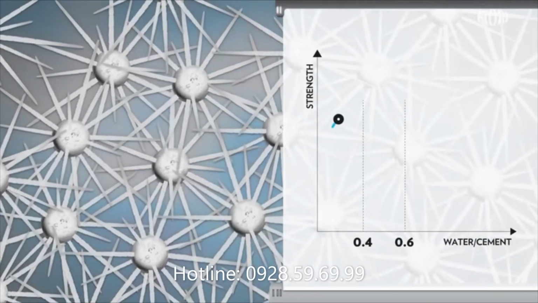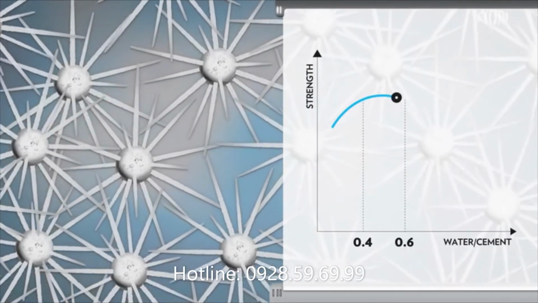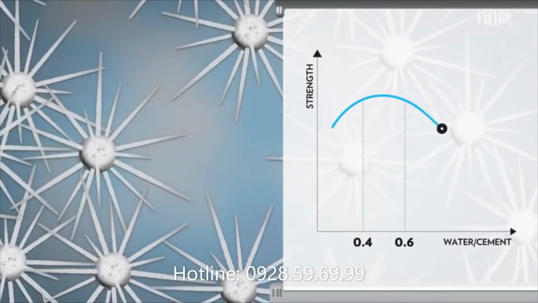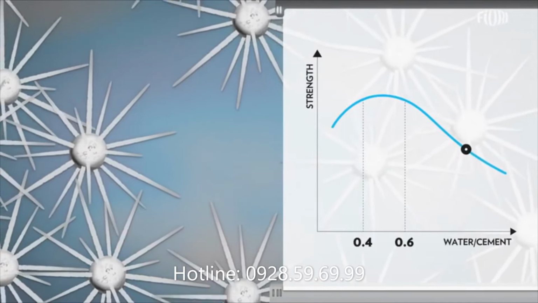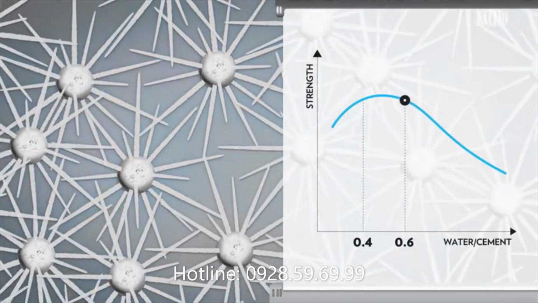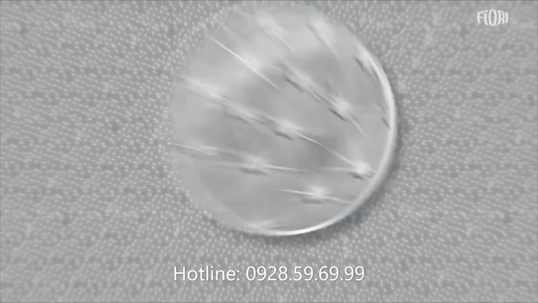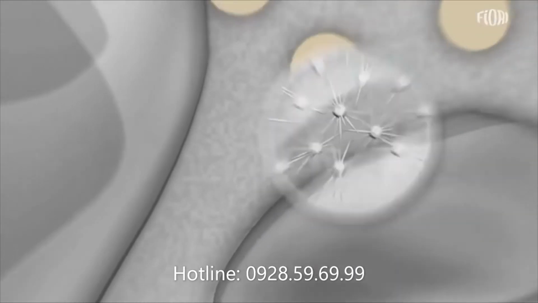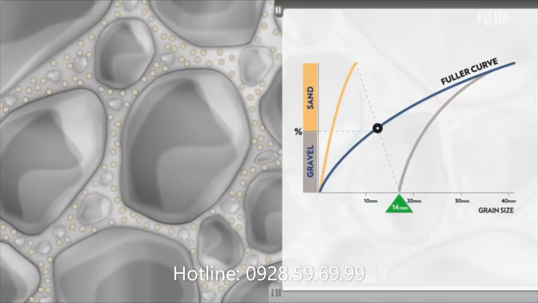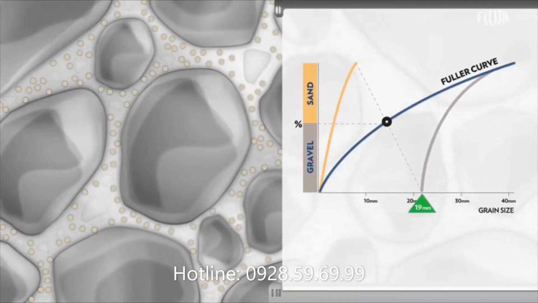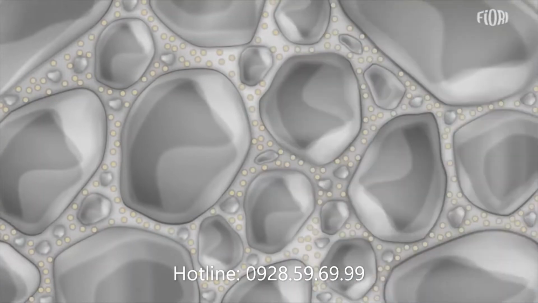If there is not enough water, concrete cannot be mixed and poured. If there is too much water, the grains will be too far apart and concrete will be porous and weak. If the ratio between water and cement is correct, the cement grains create strong bonds, both between each other and with sand and gravel. Sand and gravel must be present in the correct proportions in order to guarantee the strength of the concrete. A proper mixing is what guarantees that all the components are distributed uniformly.